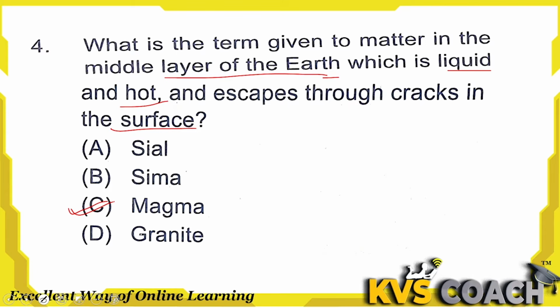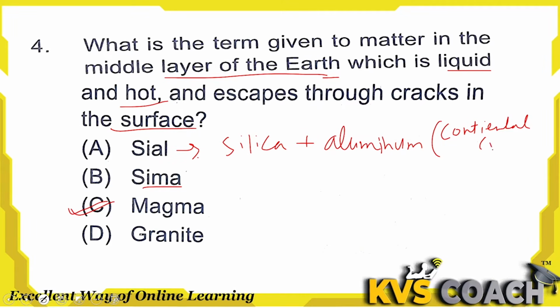If I am talking about soil, that is a layer of the earth's crust, and sima is also a layer of the earth's crust, but it is not a molten rock. Soil individually is the continental crust, which consists of silica plus aluminium. Combined, that is the continental crust. But sima contains silica plus, I think, magnesium. Yes, magnesium.